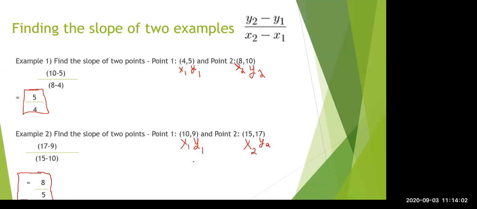So if these 2 points, 10, 9 and 15, 17, let's just make a graph. Say that 10, 9 is right here, and then 15, 17 is right here. So you'll have to go 8 units up, and then 5 units to the right. That's basically what it means. And then let's keep going.